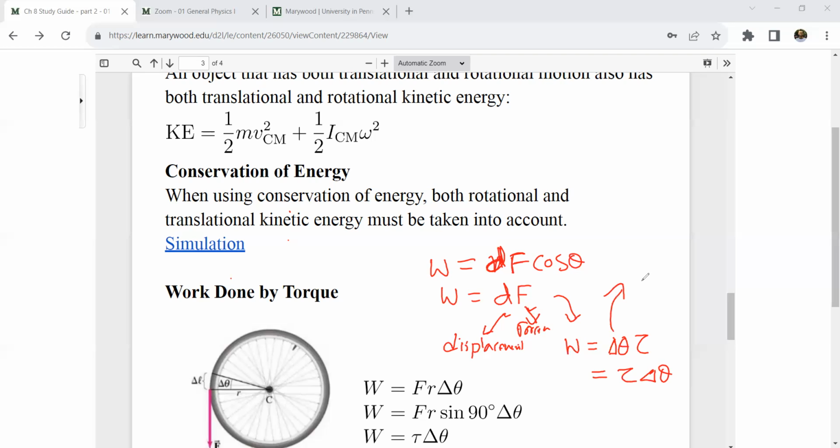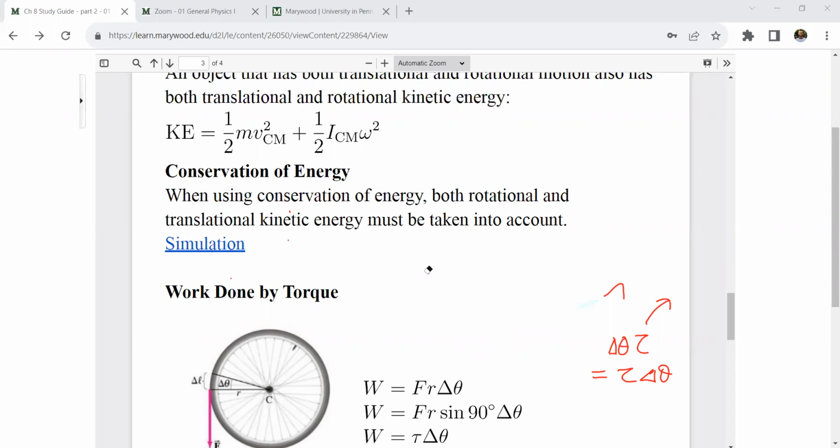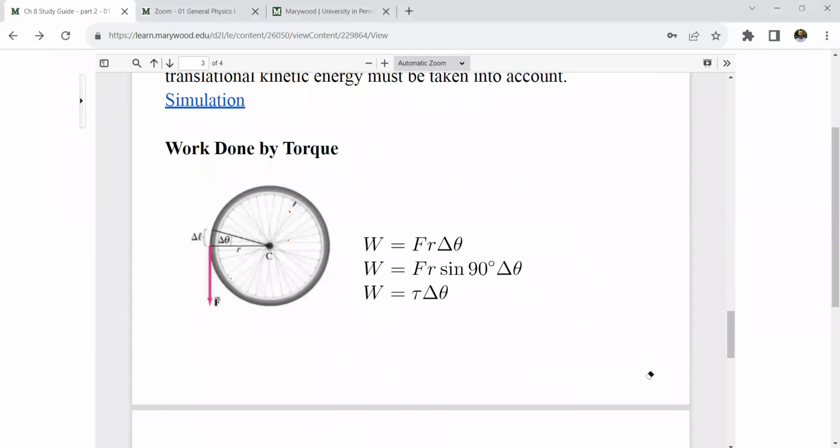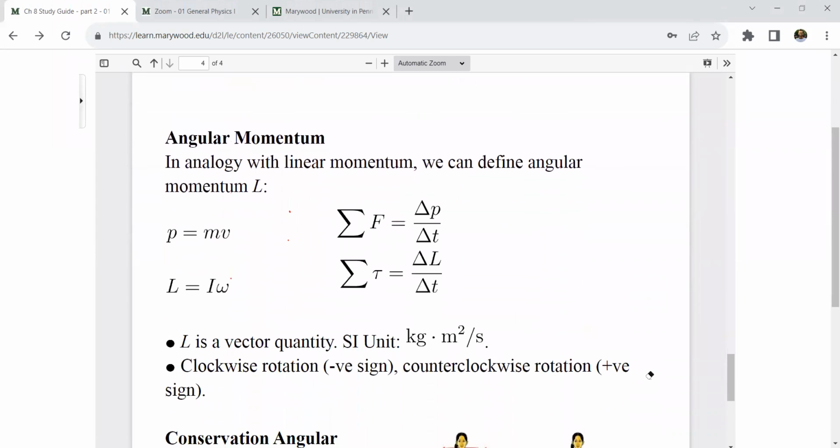This is the angular displacement, and this is the angular or rotational equivalent of the force. Okay, all right. The last thing we are going to learn here is angular momentum. In the last chapter you learned about linear momentum, and using the definition of linear momentum, you can write the mathematical definition of angular momentum.